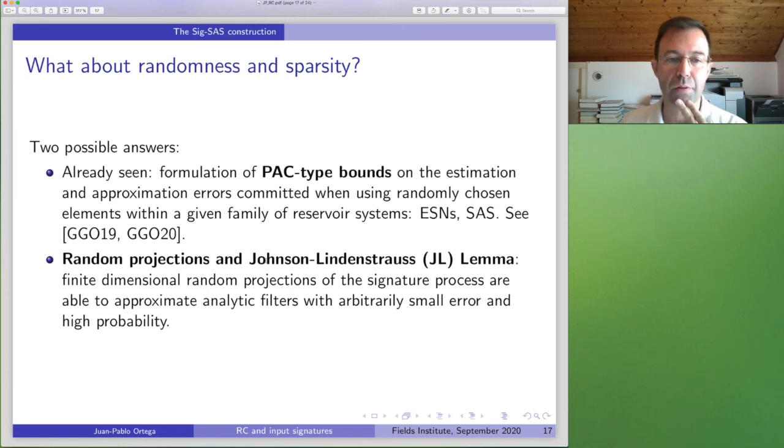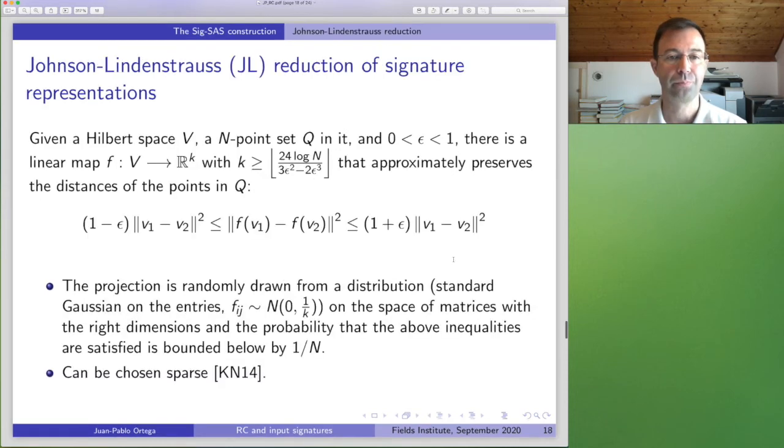Is this use of Johnson-Lindenstrauss. So I already tell you what we will see is that a random projection of this high-dimensional polynomial SAS representation can be randomly projected into something which is much smaller dimensional and is still a SAS system, but it will be randomly generated. So that's the idea, but let's see how we can actually realize it.